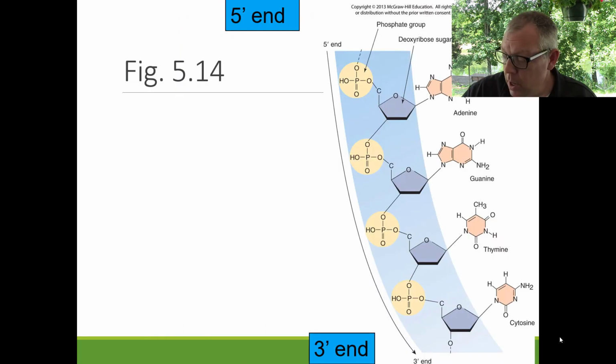So here's that figure from your book. And again, you can see they've labeled the 5' end and the 3' end. And if you look at those carbons in the pentose sugar, you can see where that 5' and 3' comes in. And you can see that down on that 3' end, you've got an open carbon. The 3' carbon of the very last nucleotide doesn't have a phosphate, doesn't have anything attached to it. That's going to be important.